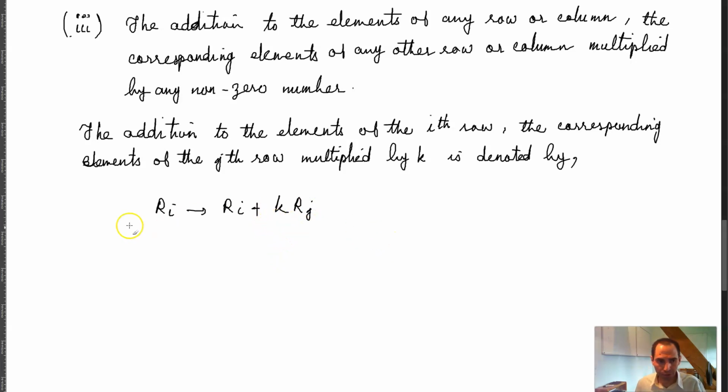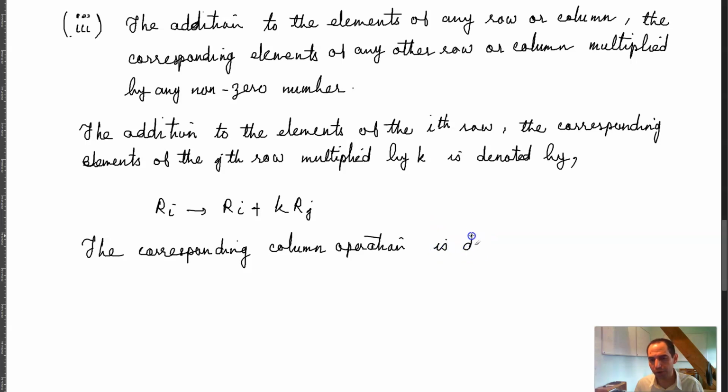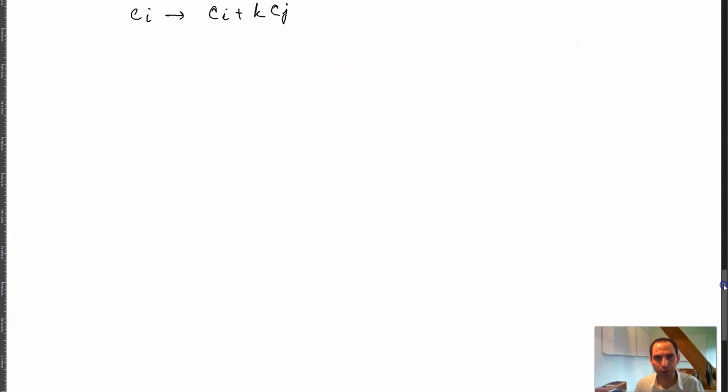Or the corresponding column operation, for the same type of thing but applied to columns, is denoted by Ci gives Ci plus K times Cj, right? Pretty simple things. Once we work with them, if there is anything that is not concrete enough, we will of course work with them in the examples and they will all be clear to you.